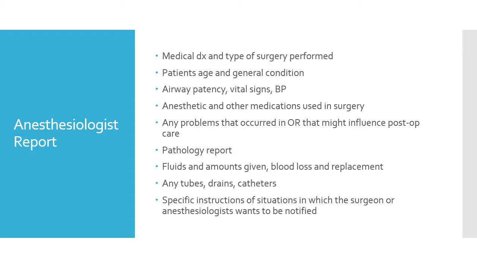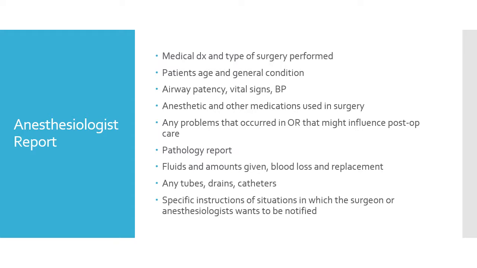So what exactly do we need to know? What report do we need to get from the anesthesiologist? First, you always need the client's name, gender, age, if they have any allergies, and whether there were any language barriers before surgery, and the length of surgery. We need to know how long they were in the OR and how long they were under anesthesia. We need to know medical diagnoses, the type of surgery performed, airway patency, vital signs, blood pressure, medications given, and any problems that occurred in the OR.